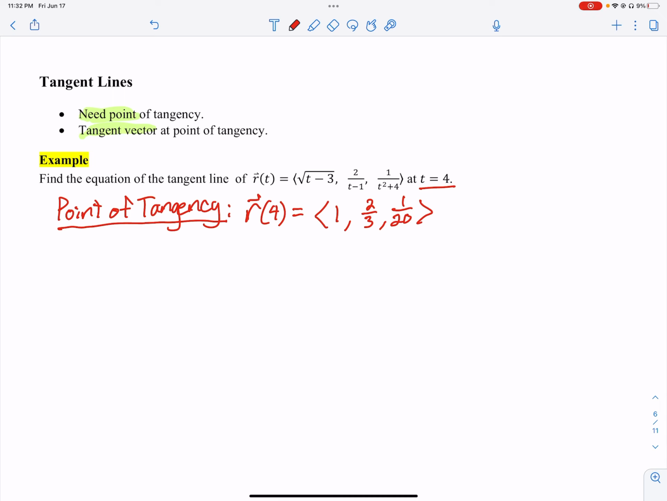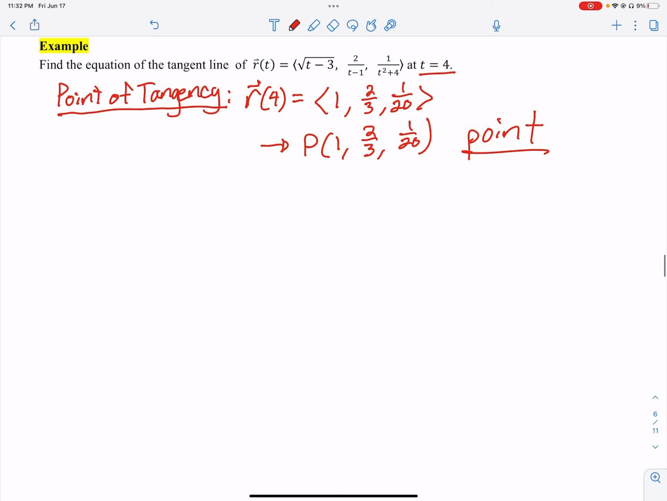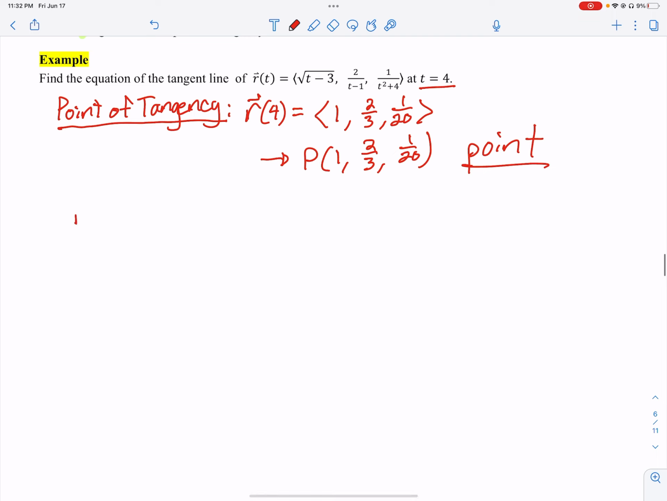Remember, this is not a point. That is a vector, because it's a vector function. It gives a vector, but it points at the point. So I can just change it to a point, keep the same numbers. Please do not leave that as a vector, two different things. So there's my point. Remember, the two things we need is a point and a tangent vector. So define my tangent vector. We'll write that out, tangent vector.